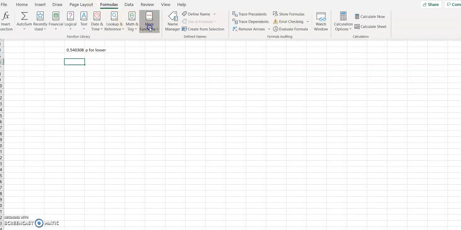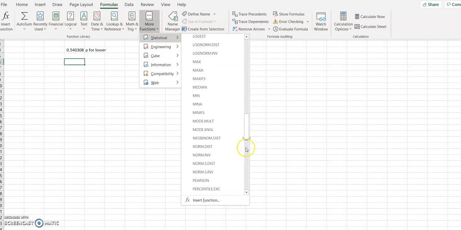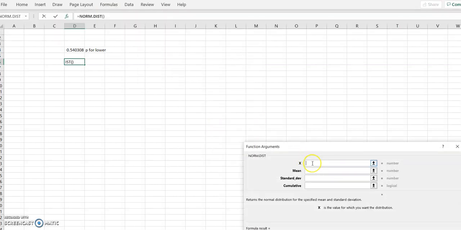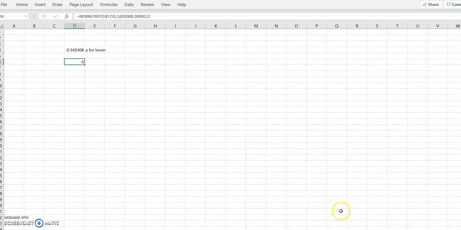So we go formulas, more functions, statistical, and we do norm.dist, and we do x. This one is 181,731. The mean, again, is 162,000. The standard deviation is 38,000, given in the problem. Okay. And cumulative is 1. All right. Okay, so then we get this number right here. The x value is 181,731. The mean is 162,000. Standard deviation 38,000.